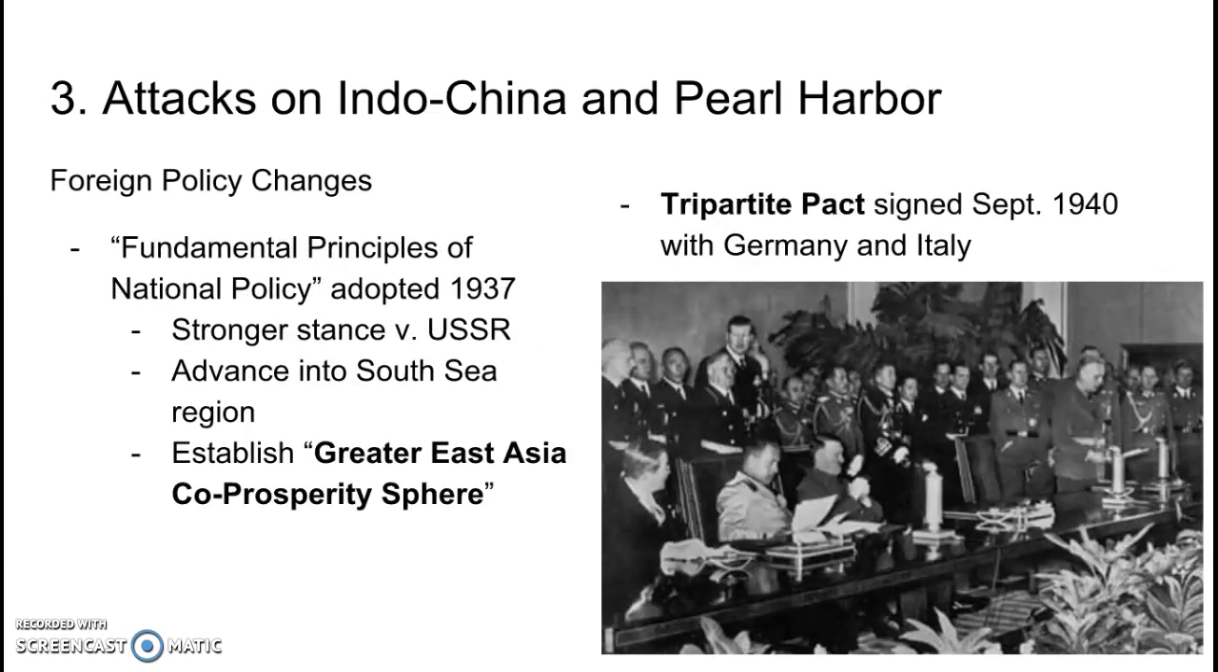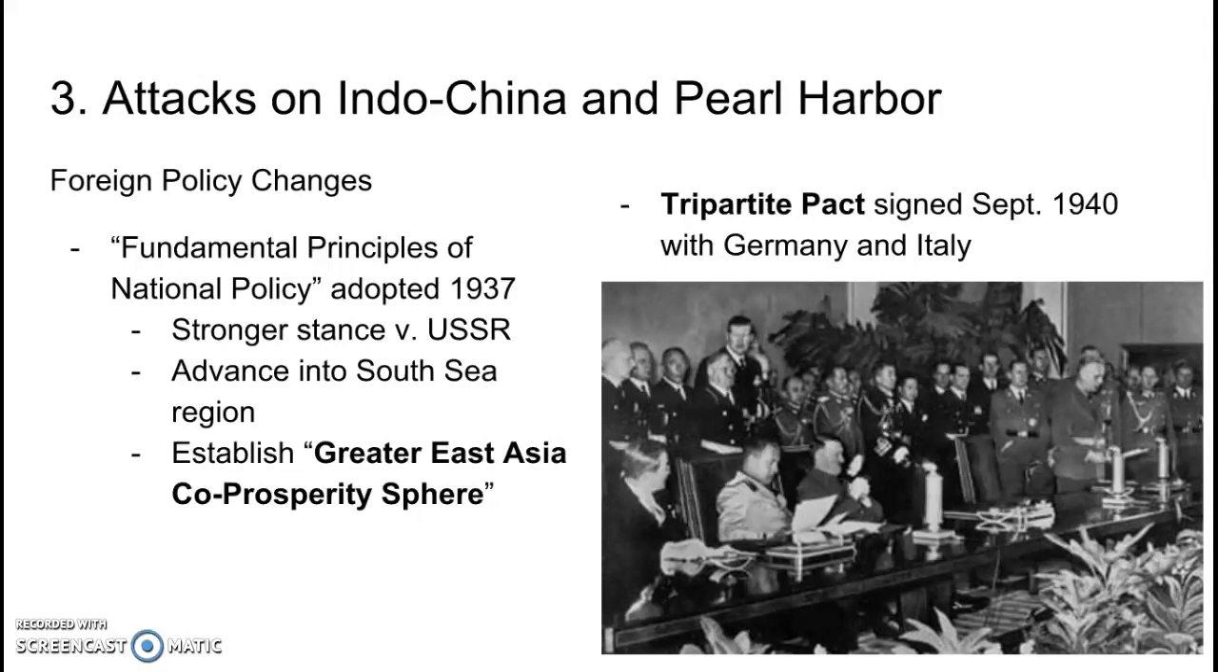So a couple of foreign policy changes that we see would lead up to the attack on Pearl Harbor. Number one, the Fundamental Principles of National Policy will be adopted in 1937. This does a couple of things. Number one, the Japanese military still hasn't decided whether or not they're going to strike north or strike south. So they do have a stronger stance against the USSR. Remember, the year prior, they had just signed the Anti-Comintern Pact with the Germans.